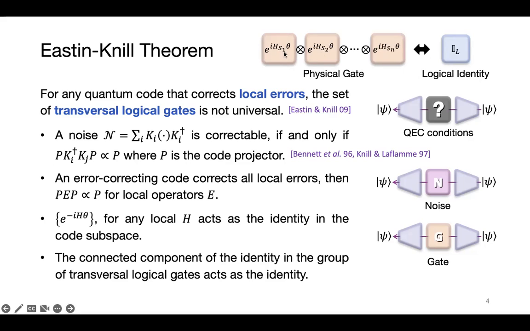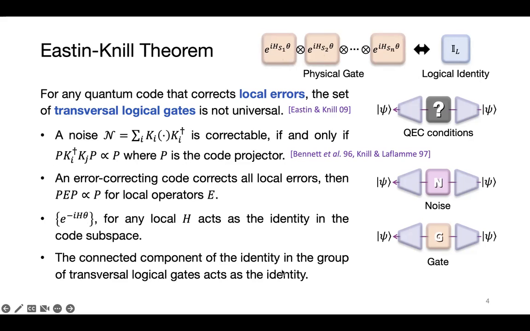Theta here can be some real number in the neighborhood of 0, and this type of gate actually forms a connected component of the identity in the entire group of transversal logical gates from the group theory perspective.